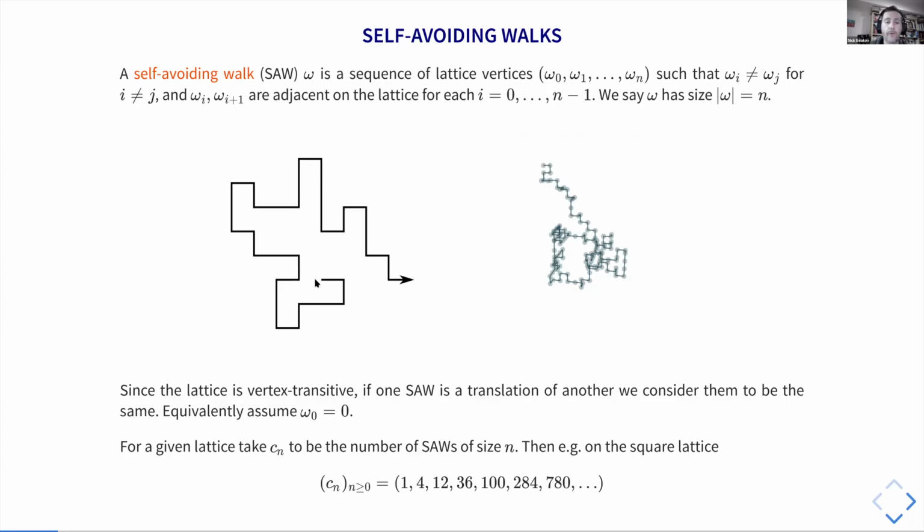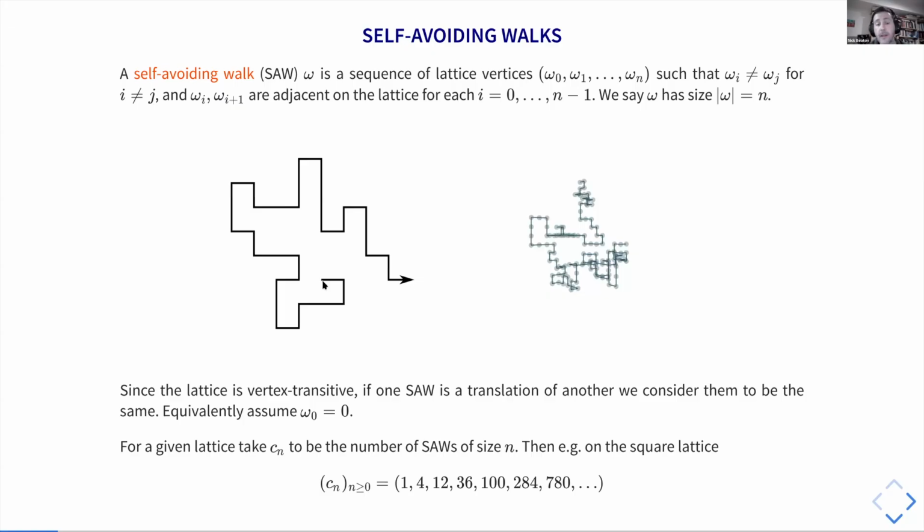So this is a walk that starts over here and then wanders around and comes over here. And this is a self-avoiding walk which starts up there at the top, and the end point is buried somewhere inside there. I can't quite find it, but it's somewhere in there. Since the lattice is vertex transitive, it's an infinite lattice. If one self-avoiding walk is a translation of another, we're going to consider them to be the same. Equivalently, we just fix the initial vertex to be the origin.